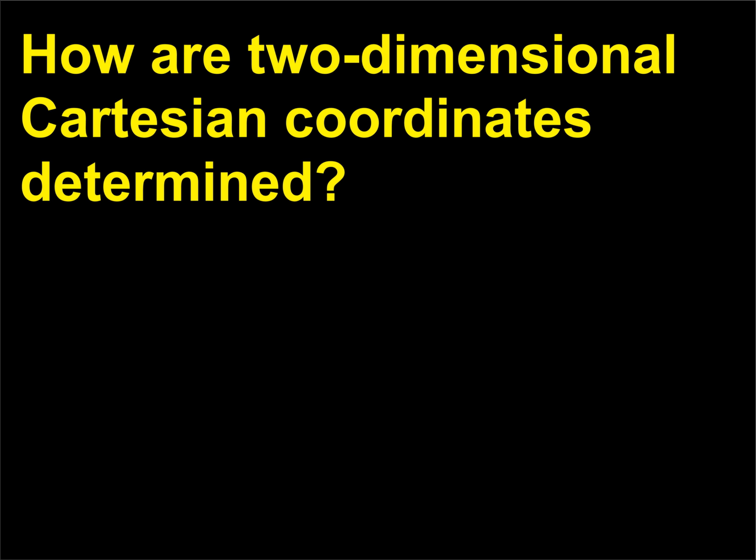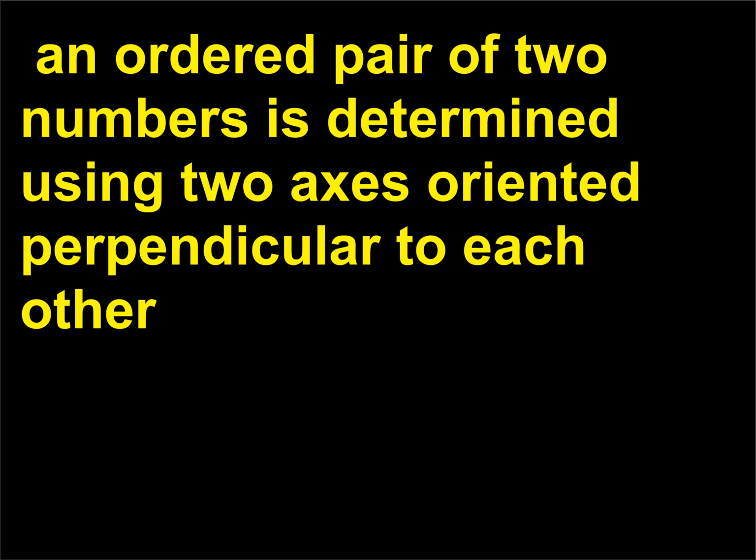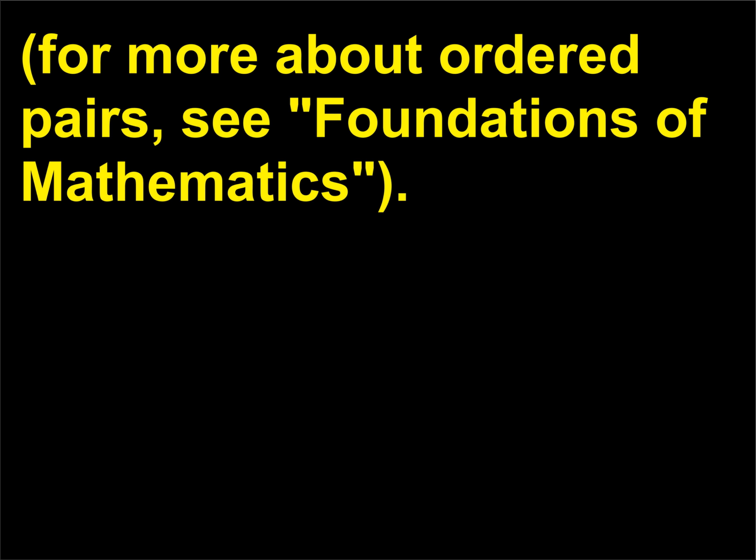How are two-dimensional Cartesian coordinates determined? With two-dimensional Cartesian coordinates, or rectangular coordinates, an ordered pair of two numbers is determined using two axes oriented perpendicular to each other. For more about ordered pairs, see Foundations of Mathematics.